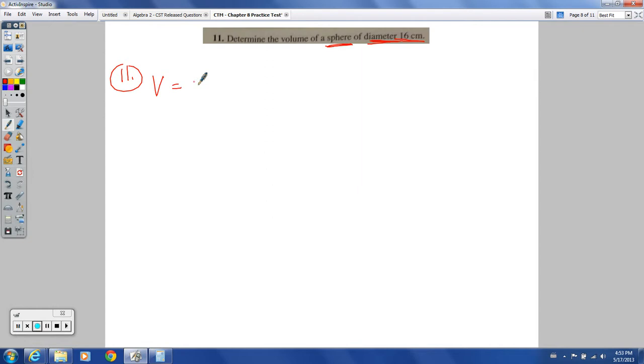The volume of a sphere is just one of the volume formulas that you'll need to know for the test. If you're one of my students, you've got to know these formulas. I do intend to have a matching section, but we've got to know at least how to match them up. We've got to be able to recognize what formula is what. So the volume is going to be 4/3 pi r cubed.